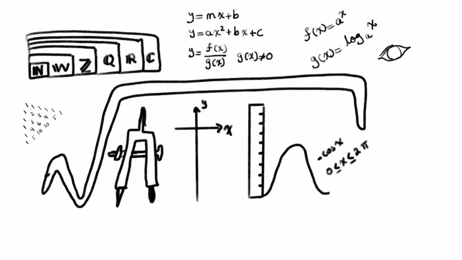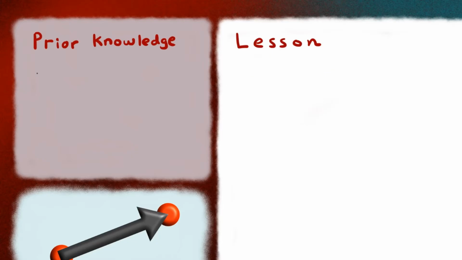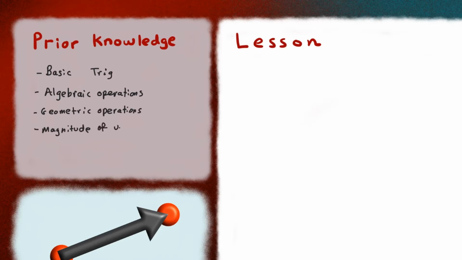Welcome to this video lesson on vectors between 2 points. Some of the prior knowledge that will help us through this lesson are basic trig, algebraic operations, geometric operations, and finally magnitude of a vector. Let's start with an example.